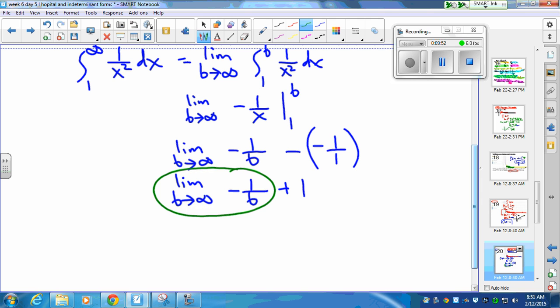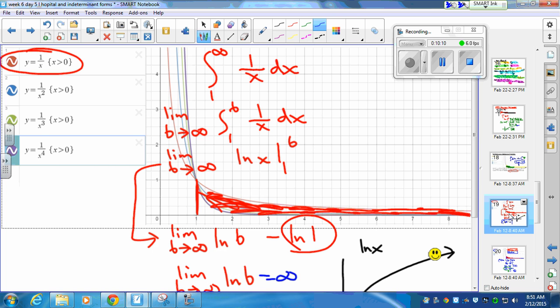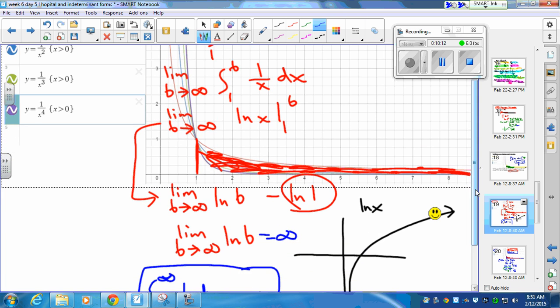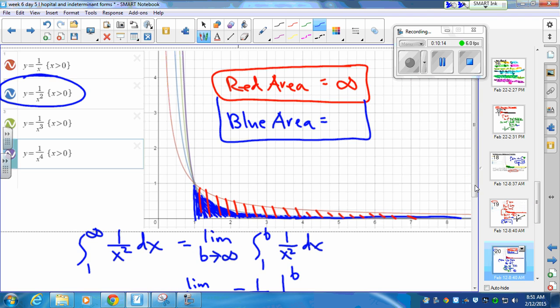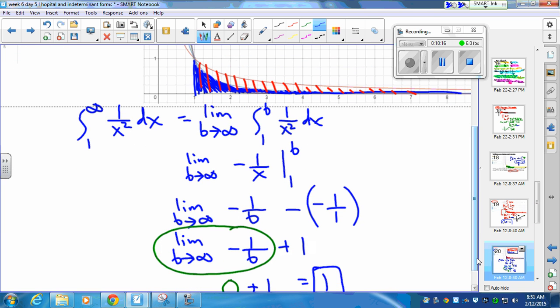As your numbers get really, really, really big, what's negative 1 over really, really, really big? That becomes 0 plus 1, which now equals 1. Subtle difference. This red guy, you had to plug in basically infinity to ln and it blew up. This time you got to plug in infinity to negative 1 over x and it disappeared.